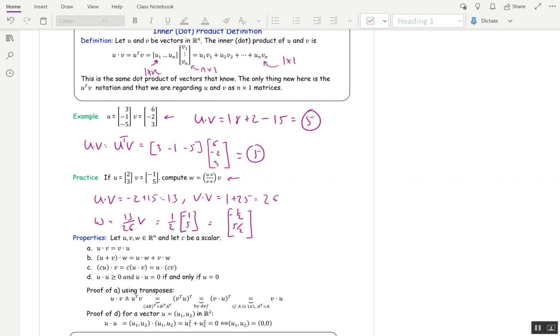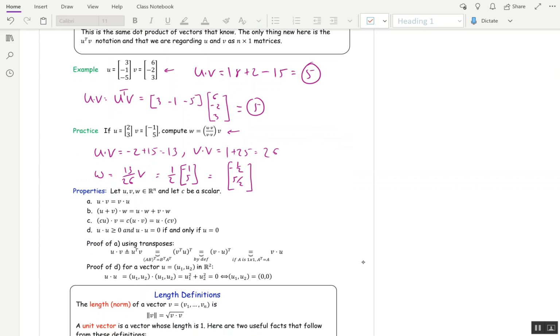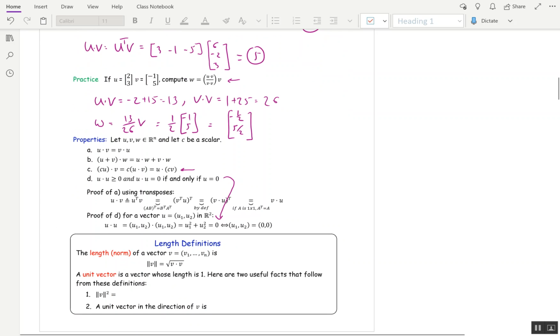Okay, some properties of dot. These are the properties that we know to be true. Dot is commutative, associative. This is how scalars interact with dot. And D says that u dot u is going to be a non-negative number, so it's going to be greater than or equal to 0. The reason for that is if you take a vector and dot it with itself, you're just getting the sum of squares, and so that couldn't possibly be a negative number. And here's some proofs that you can read through that use this new definition of dot.